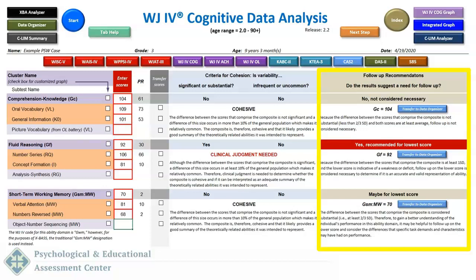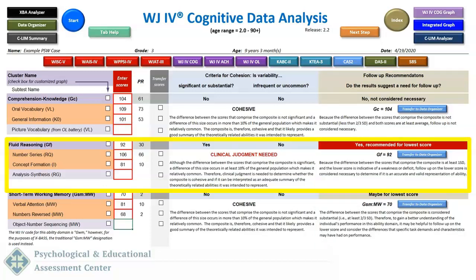Even if the XBAS program recommends follow-up, that does not necessarily mean that the examiner has to administer more tests. It does mean that the examiner needs supporting data to make a determination if the test composite in question is representative of an individual's abilities. This supporting data could be additional testing, or it could be other data sources such as informal assessments, review of previous evaluations, work samples, etc.